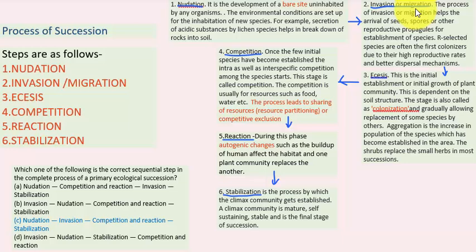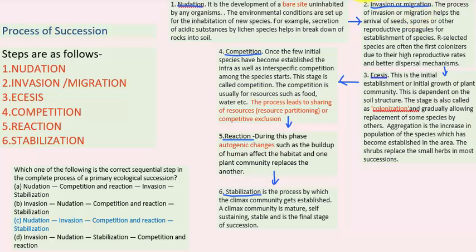So this is the step where the plant community starts establishing. This is dependent on the soil structure, so it is also called colonization, and gradually it leads to the replacement of some species by others. And the next thing is competition.